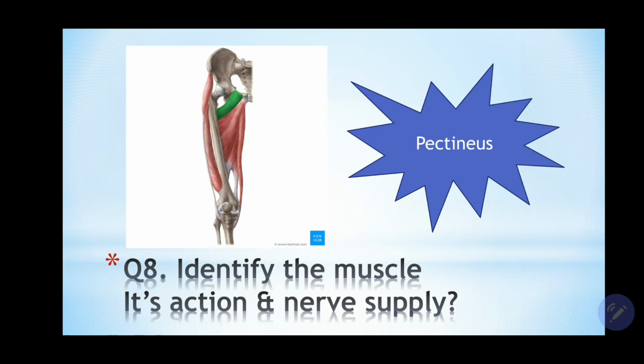So the Pectineus posterior fibers, the lower fibers, are preferably innervated by the accessory obturator nerve if it is present. But if this nerve is not present, then they are innervated by the anterior division of the obturator nerve, while the upper or anterior fibers will be innervated by the femoral nerve. So it is a hybrid muscle.